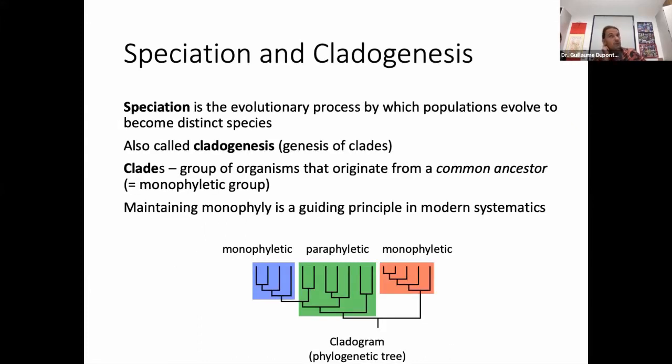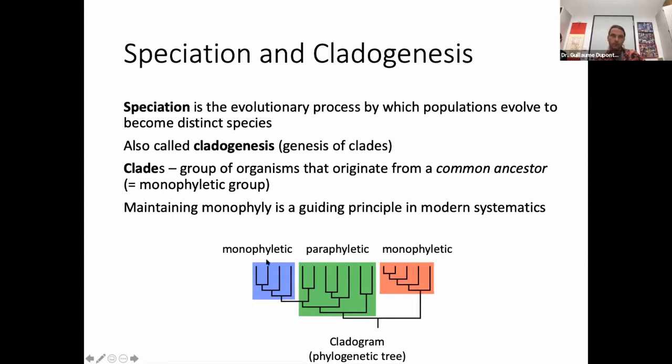So speciation is sometimes also called cladogenesis, the genesis of new clades. This is a term which comes from taxonomy. A clade is a group of organisms that originate from a common ancestor. We also call this a monophyletic group. Simply saying, it goes back to a common ancestor.